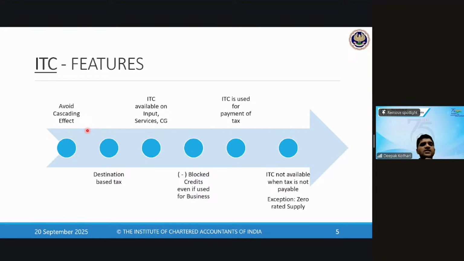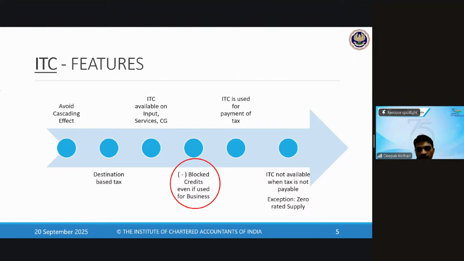Okay. Third, ITC is available on inputs, services, and CG. What is CG? I have told this, capital goods. So ITC is available not just on inputs and input services; even on your capital goods, you can claim the credit. Then there is a concept of block credits. We will learn that in detail. Whatever credit is available, fungible, everything I have said, but there is a concept of block credits, that your credits will be blocked through some mechanism, that even if you use it for business, it will get blocked.